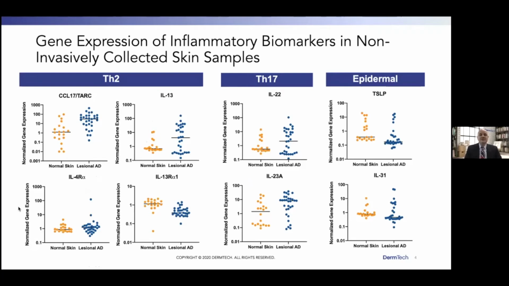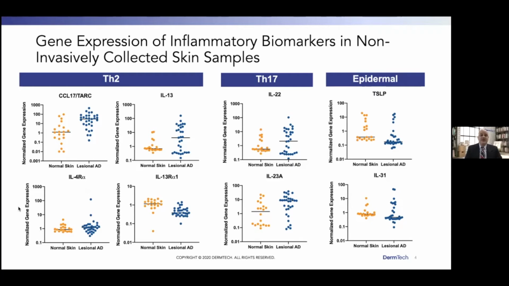In this instance, we specifically focused on a targeted set of genes to understand the basic heterogeneity and the differences between normal-looking or healthy-looking skin and lesional atopic dermatitis skin. On the upper left of your screen, you can see CCL17 and TARC. This is a known biomarker that correlates with disease severity in atopic dermatitis patients. As you can see, there's a significant increase between the normal skin and the lesional AD skin.